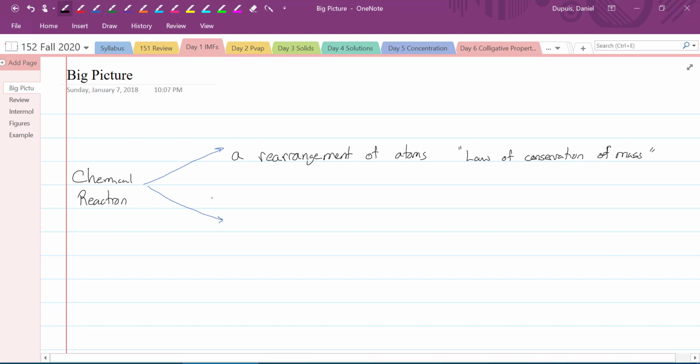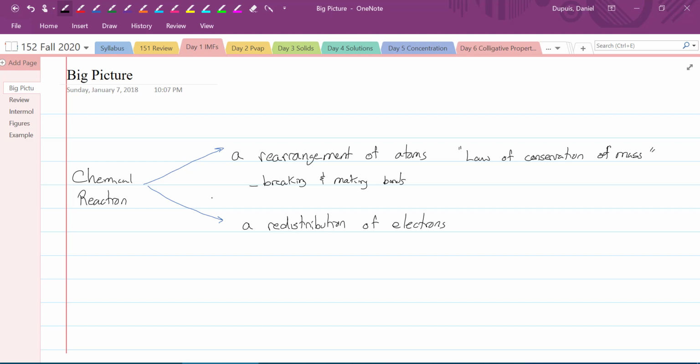So it's a rearrangement of atoms and a redistribution of electrons. So you're breaking and making bonds. Rearranging atoms, rearranging the bonds. You can either break the bonds and make new ones, or make new ones and break ones. But that's how it works. That's a chemical reaction.